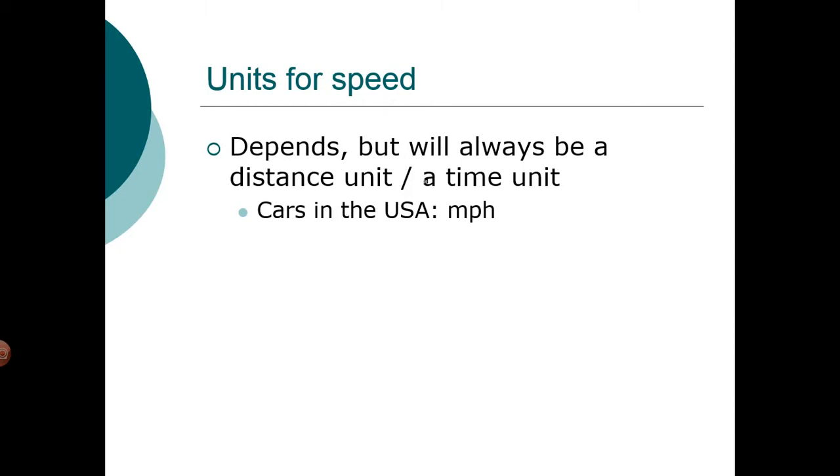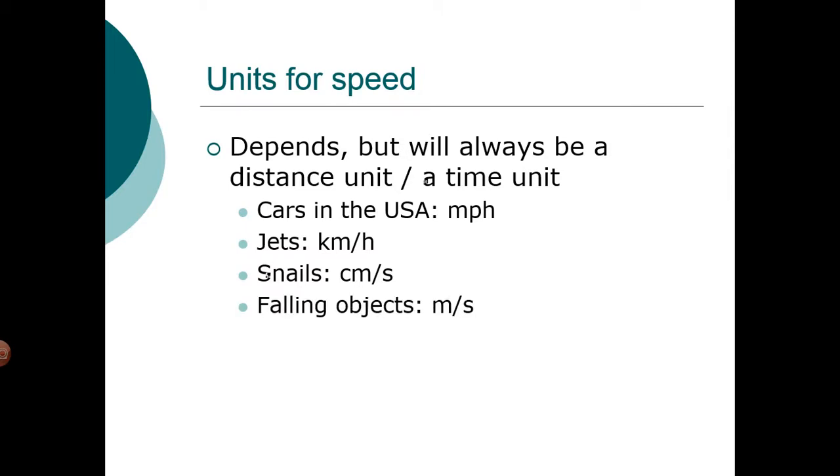Cars in the United States are measured in miles per hour. Notice, in the US, instead of using the fraction bar, we have a P for per. Everywhere else, using the metric system, you'd see the fraction bar. An appropriate speed for a jet would be kilometers per hour. For a snail, however, an appropriate speed would be centimeters per second, because a snail is not going to go a kilometer even in 1 hour. And when we measure the speed of falling objects, we measure them in meters per second.